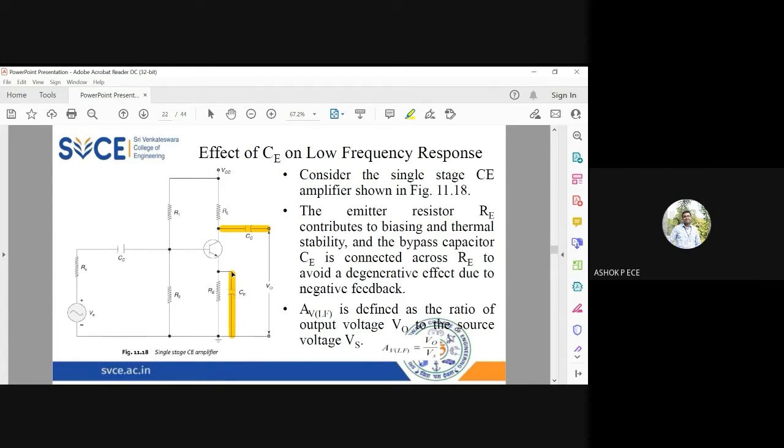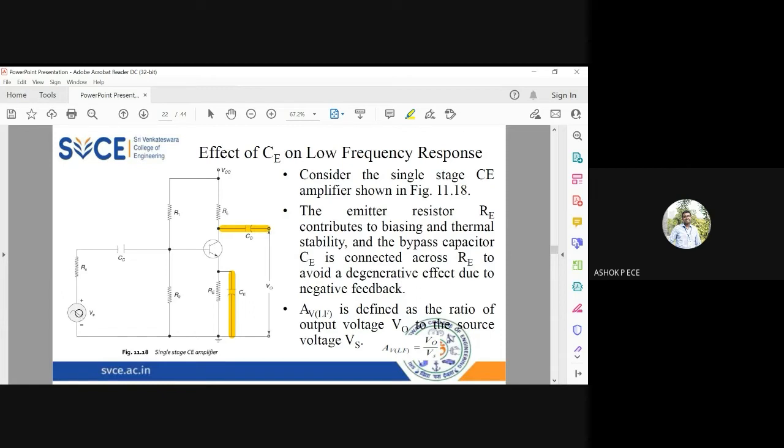Okay, so when you perform AC analysis, we will be short circuiting the capacitance, right? So this RE parallel to zero, the effect of RE will be ignored. So that is the reason why we are adding this CE parallel to RE. The CE is called as bypass capacitor. Okay, and this CC is the output coupling capacitor.